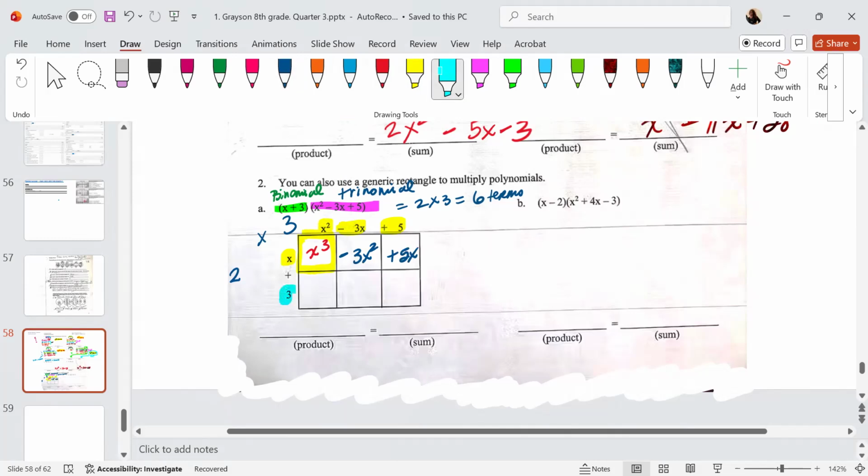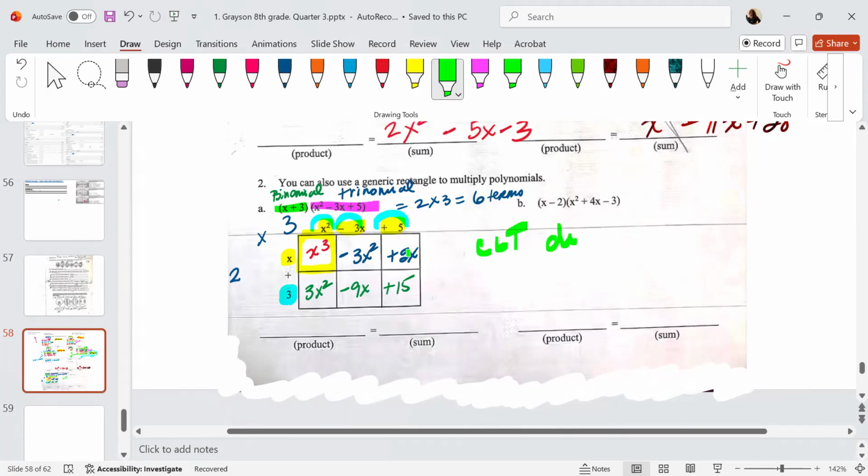Then on the second one, do you see the 3 now? You take the 3 and you multiply the same thing over here. Okay? And when you do that, negative 9x plus 15. Now, be careful with this part. I'm going to have you pay attention here.